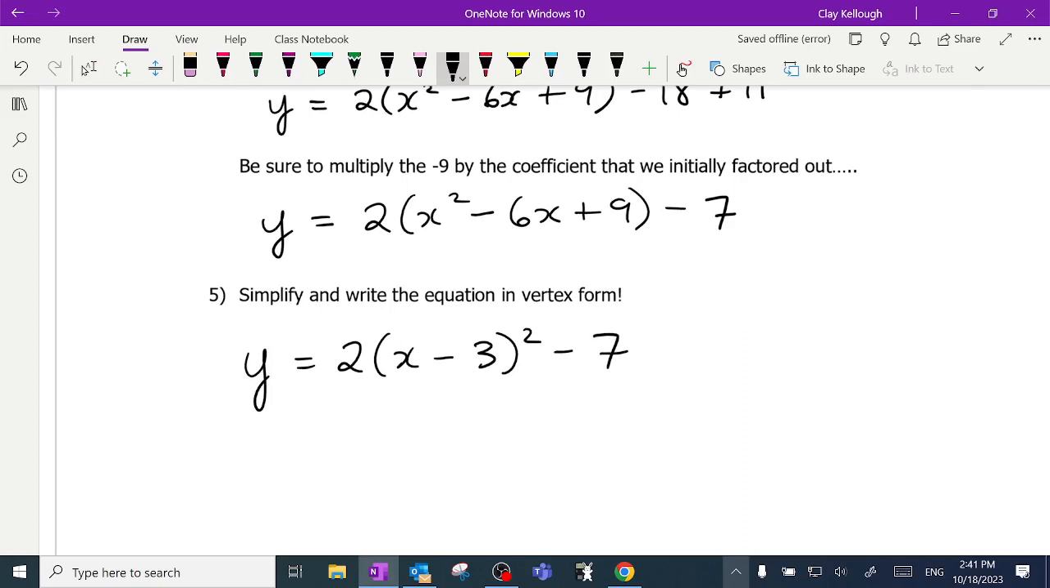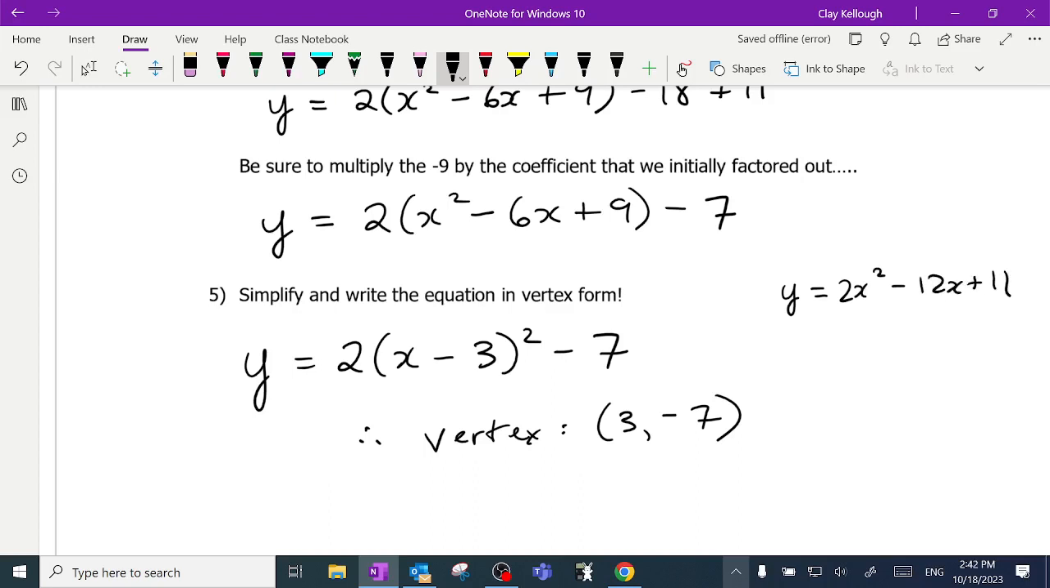And therefore, my vertex is 3, negative 7, which would have been harder to figure out had I just looked at the equation back when it was in standard form. Back when it was in standard form, remember, you don't have to write this part down if you don't want to, it was originally the equation y equals 2x squared minus 12x plus 11.